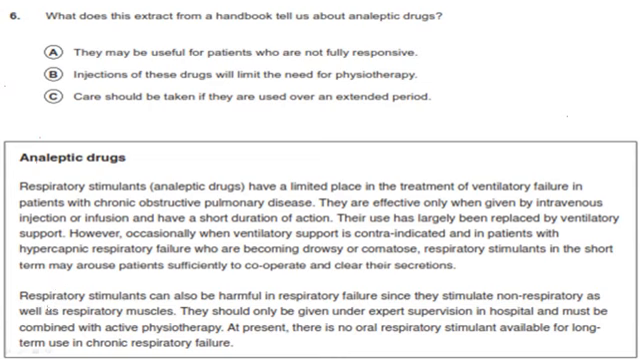This part: respiratory stimulants can also be harmful in respiratory failure since they stimulate non-respiratory as well as respiratory muscles. They should only be given under expert supervision in hospital and must be combined with active physiotherapy. At present, there is no oral respiratory stimulant available for long-term use in chronic respiratory failure. For C, care should be taken if they are used over an extended period.